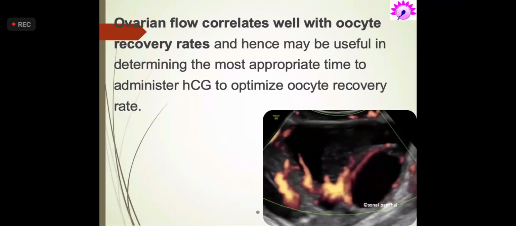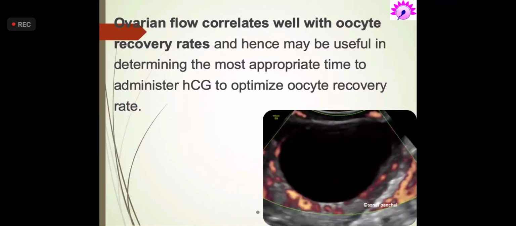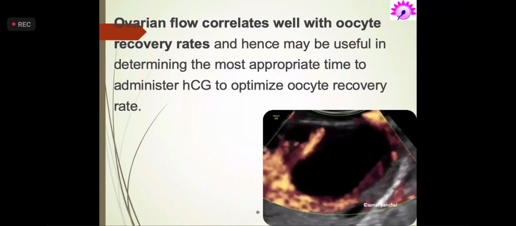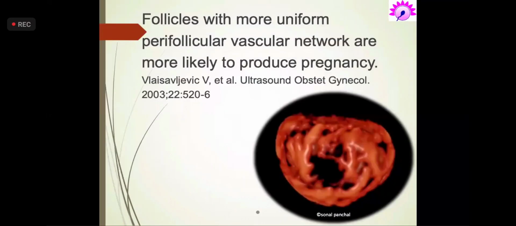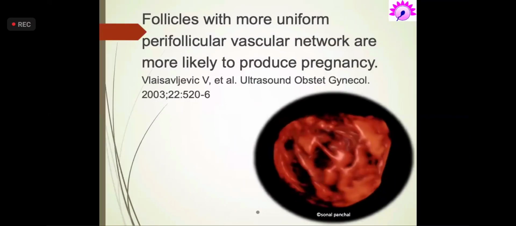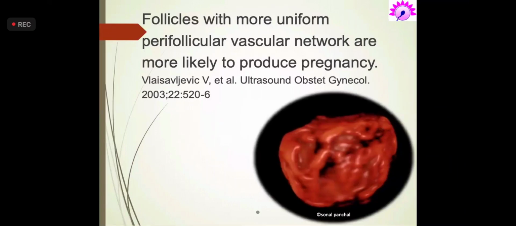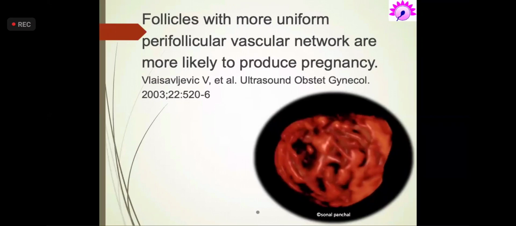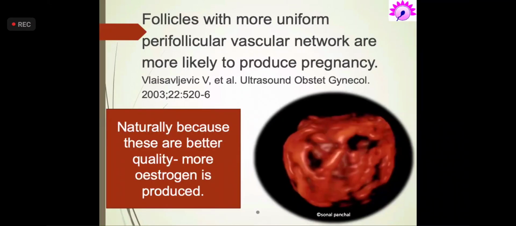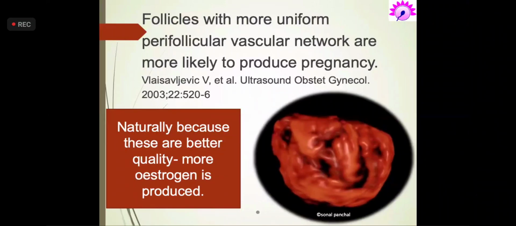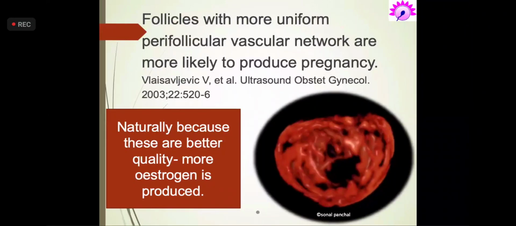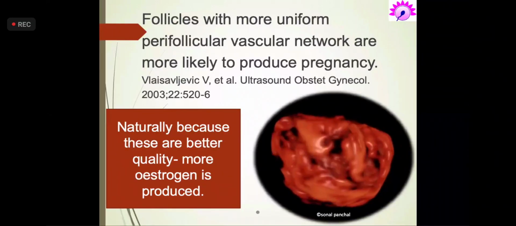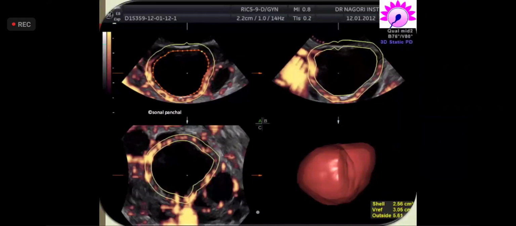The ovarian flow correlates well also with the oocyte recovery rates and hence may be useful in determining the most appropriate time to administer trigger to optimize the oocyte recovery rates. And the more uniform the blood flow is, the more uniform the vascular network is surrounding the follicle, the better is the chance to produce pregnancy naturally, because if the blood flow is better, the estrogen level is better. Estrogen level is better, that means an individual follicle is producing sufficient estrogen, and if that is the case, that is when the follicle and the ovum inside is of better quality.